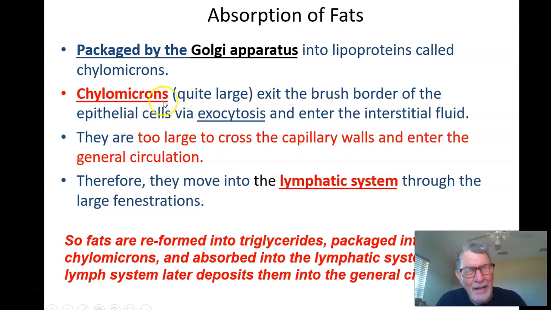So they exit the basolateral cell membrane, the opposite side from your food. They exit by exocytosis, because they're so big, they have to use exocytosis to get them out. They can't cross the capillary membrane, so they're sucked into the lymphatic system, which, as we know, can take really big stuff.